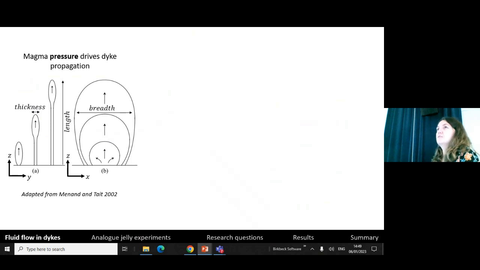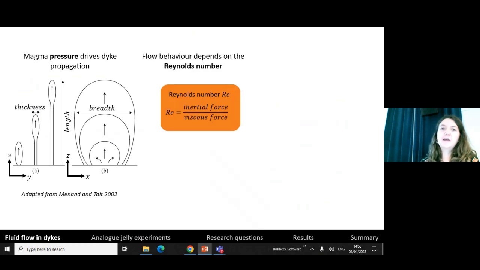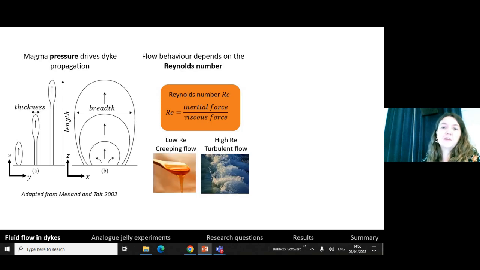So these dikes are driven by the pressure of the magma fluid, but in turn, the pressure is affected by the fluid flow. And we can characterize the fluid flow by the Reynolds number, which is a dimensionless number that measures the ratio of inertial to viscous forces. So the viscous force represents the resistance to shear deformation of the fluid, and it resists motion. Whereas conversely, the inertial force drives flow and adds momentum to the flow.